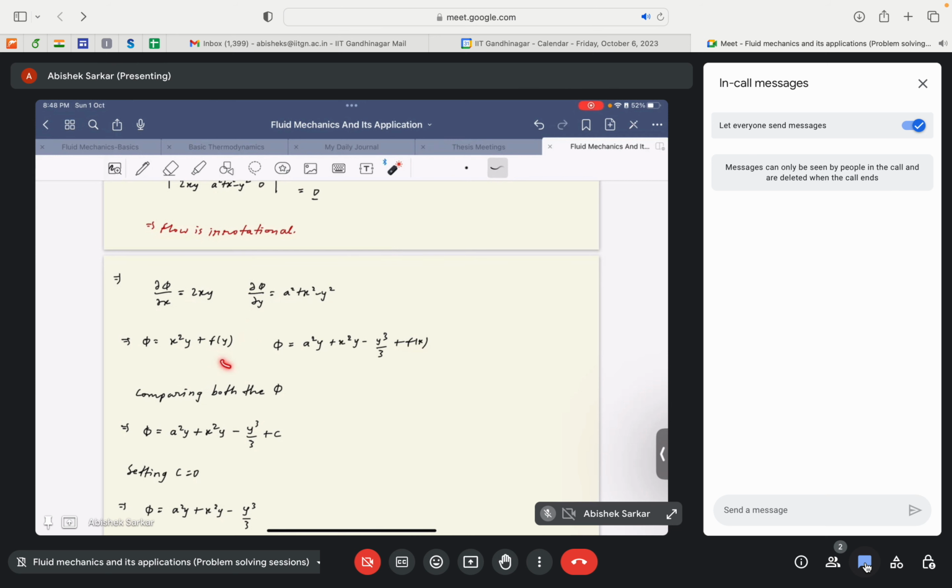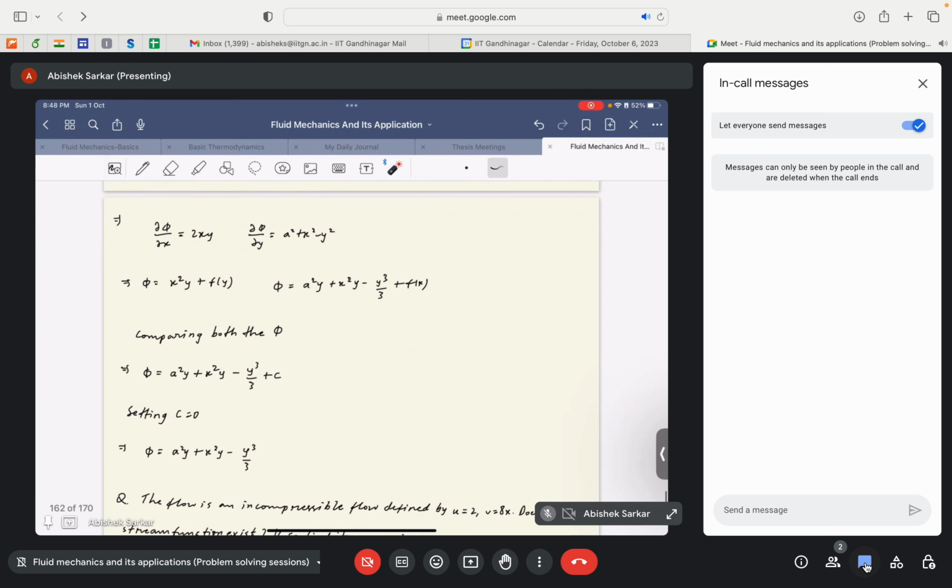Now we need to compare both these functional forms of phi. Okay, so comparing both of them, we get that phi would be equal to a square y plus x square y minus y cube by 3 plus c. See, this is the trick. This is telling that x square y would be there plus some functional form of y. So in here you can see whether this exists or not. If this term does not exist here, then there is something wrong in your calculation. So this term must exist here.